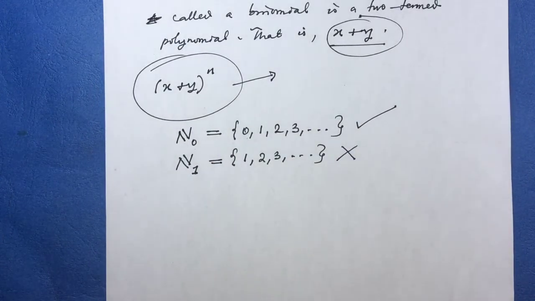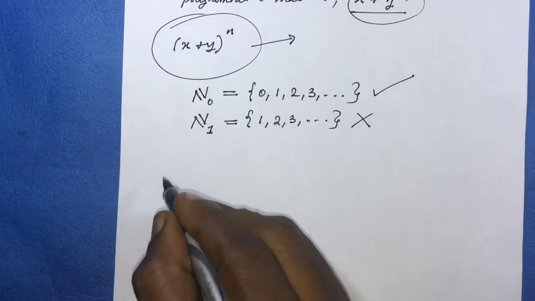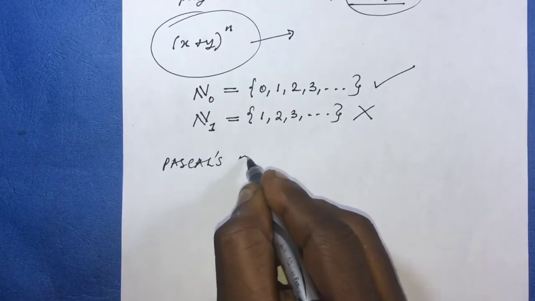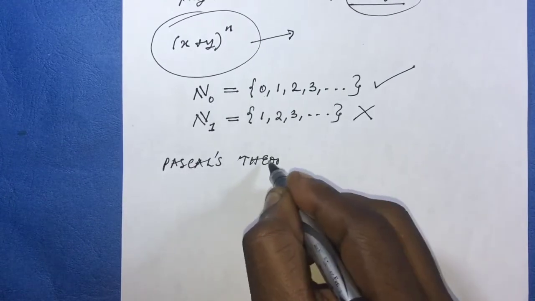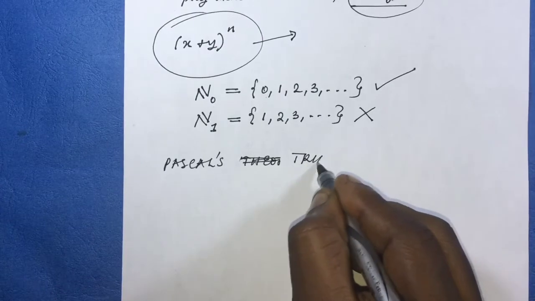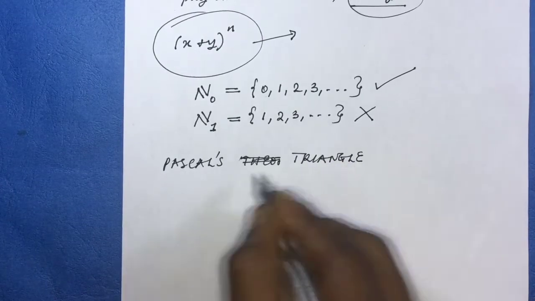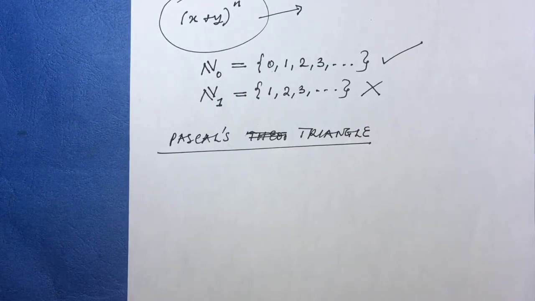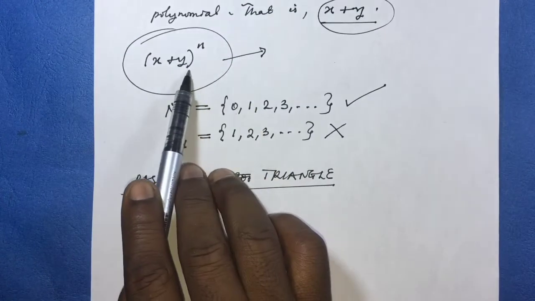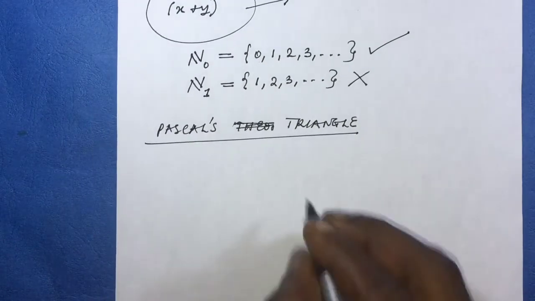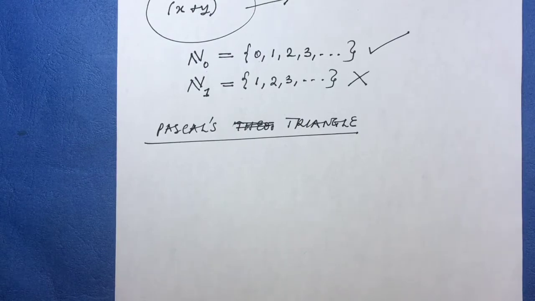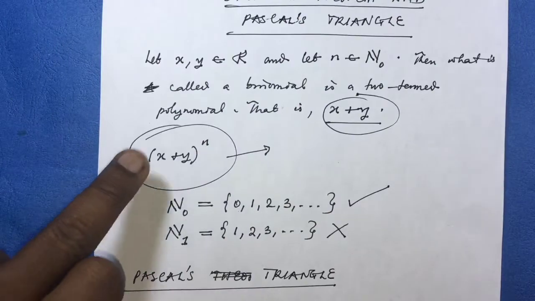To understand the expansion of this, let us start with Pascal's triangle. So Pascal's triangle was a development initiating the genesis into the expansion of problems of this nature. So what that triangle is all about is this. A triangle describes the coefficient in the expansion of problems like this.